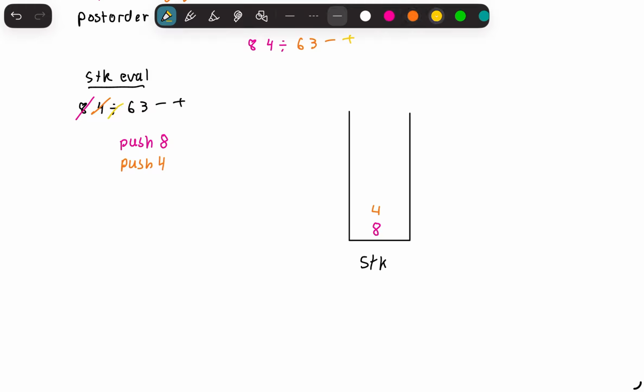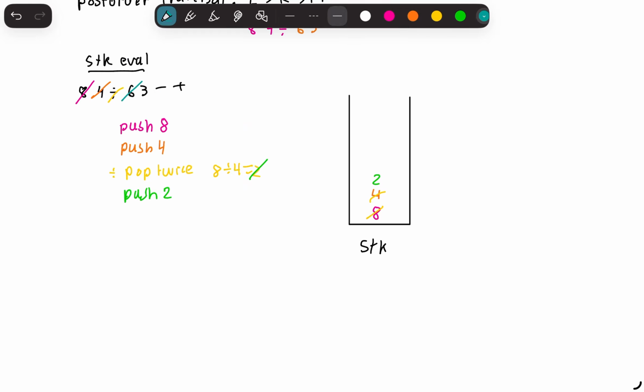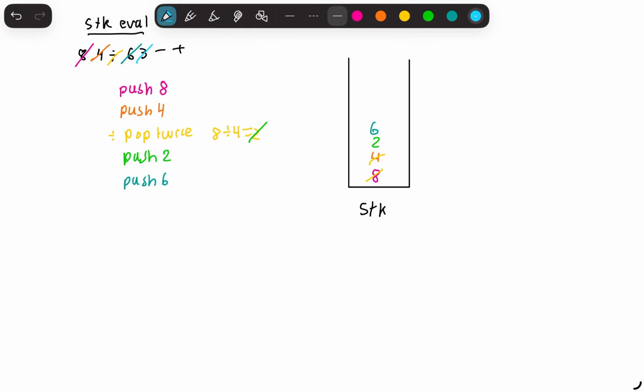Then you have your division sign. It's an operator, so you're going to pop twice. We pop those two. That's 8 divided by 4 is equal to 2. You take that result and push 2. After this, our stack is just 2. Now we have 6. We push 6. Your stack is 2, 6. Now you read 3. You push 3, and that's 2, 6, 3.